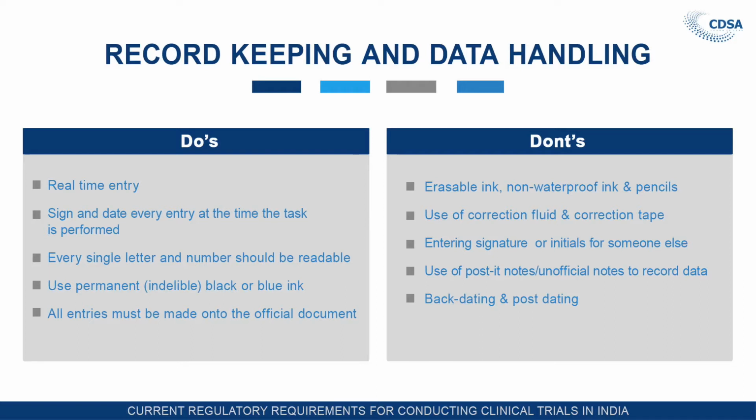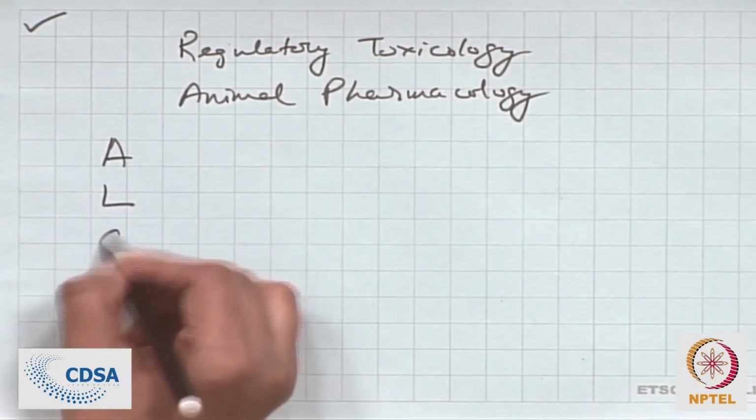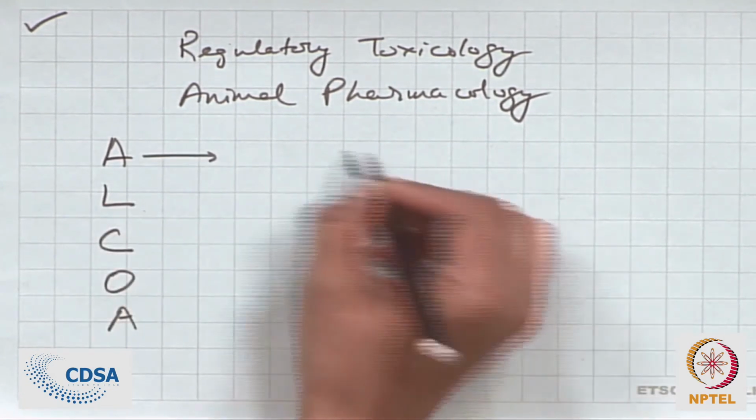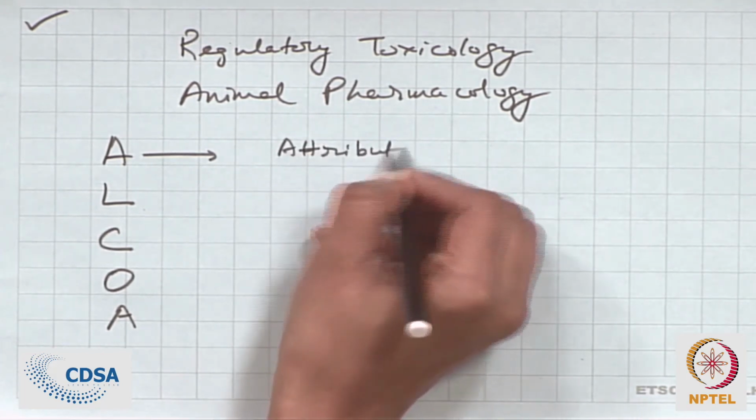Entering the signature or initials for someone else is a very risky business in clinical trial. Using post-it notes, unofficial notes to record data can create a lot of problem, and never ever think of backdating and post-dating any record. So good documentation practices also speak about something called ALCOA. The ALCOA stands for A-L-C-O-A. A means attributable.